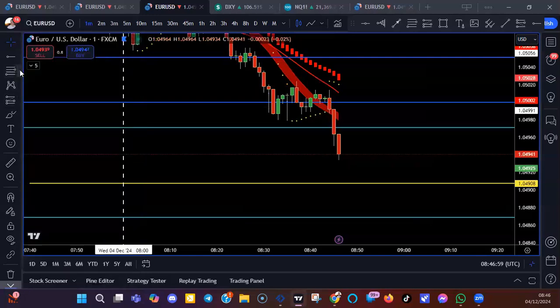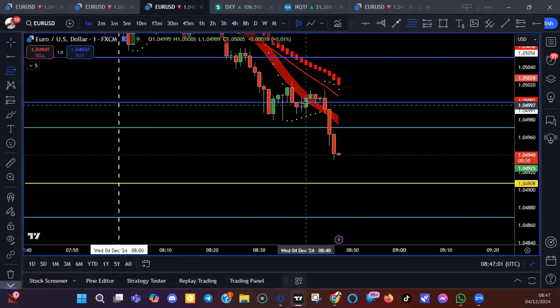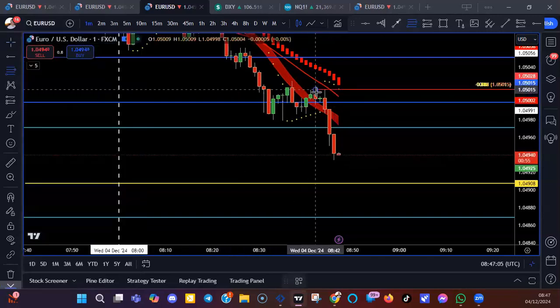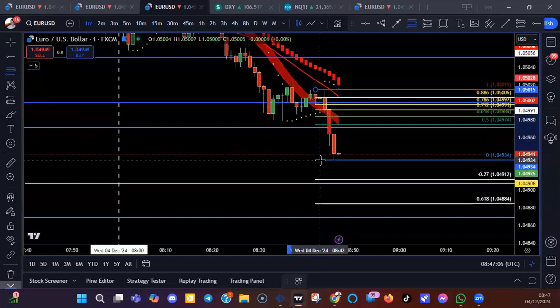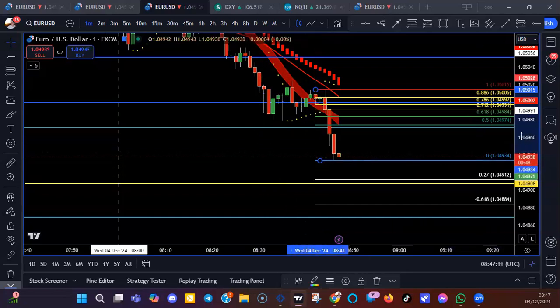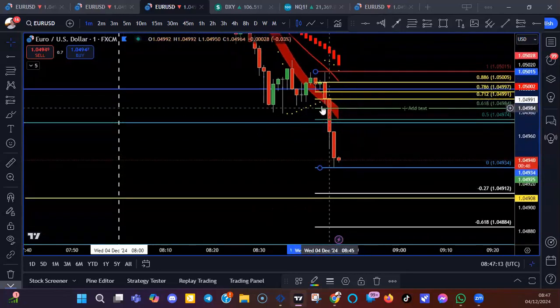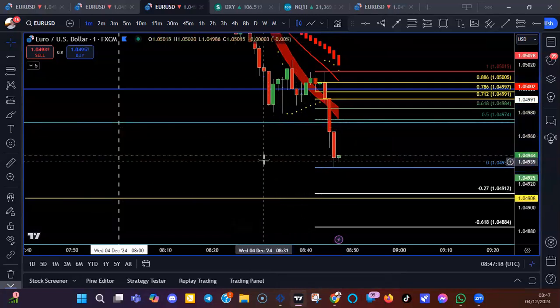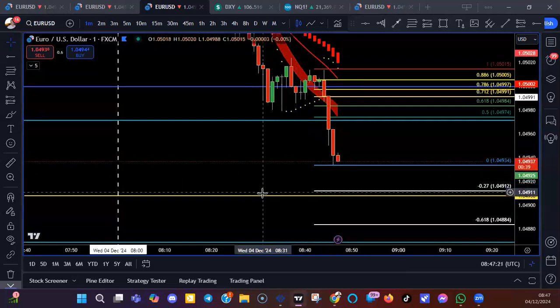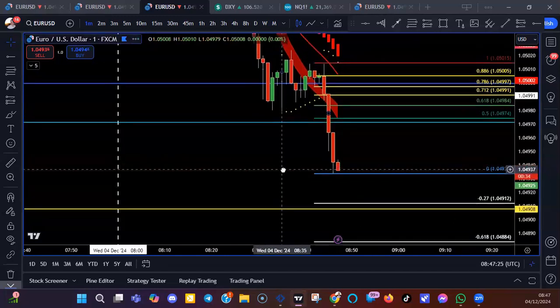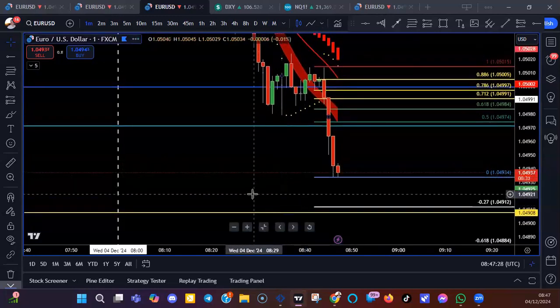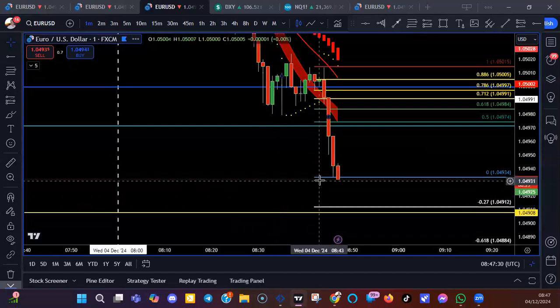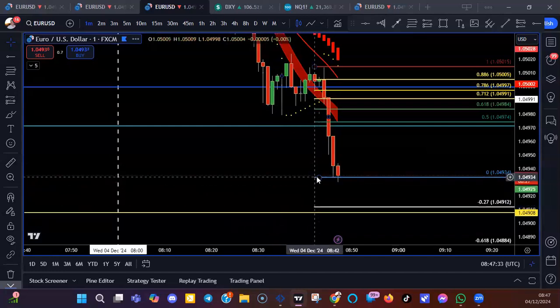Again, following price action, what I like to do is put fibs on the highest point of that anomaly. All I'm after is really 50%, but we haven't finished yet. Oh, might go even lower. Yes, it's still going lower.